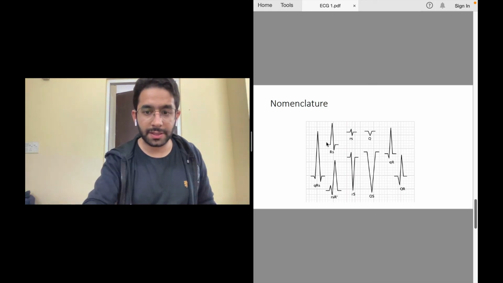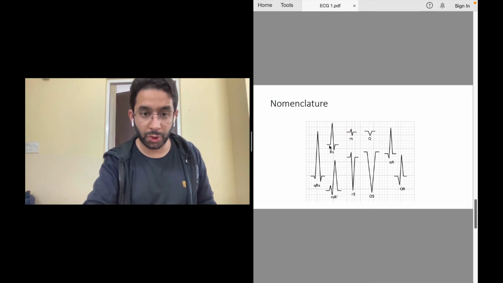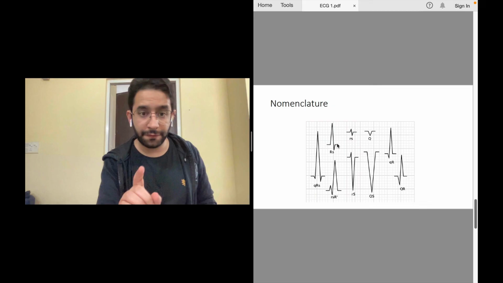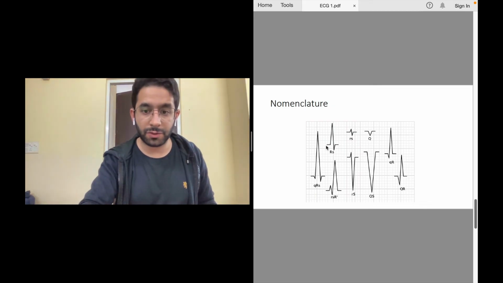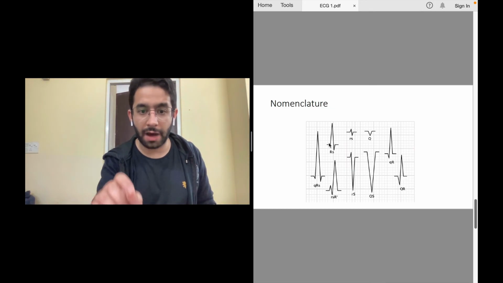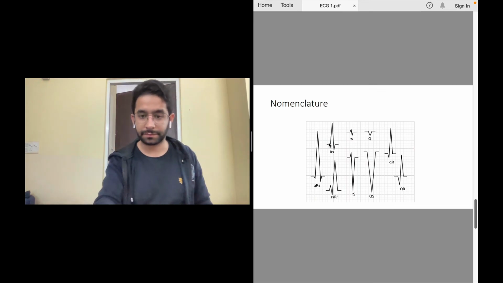Now take a look at this. Here we don't see an initial negative deflection. So there is no Q here. But the first positive deflection will be named as the R wave. The first negative deflection after the R wave is the S wave. So this complex has an R wave, the first positive deflection, and an S wave, which is the first negative deflection after the initial R.